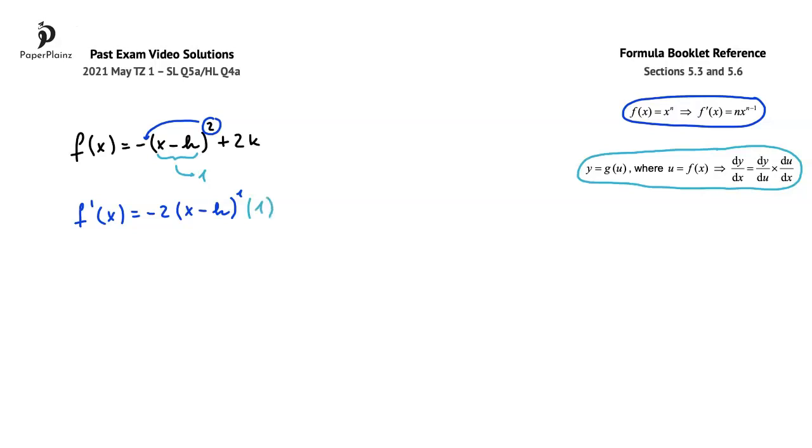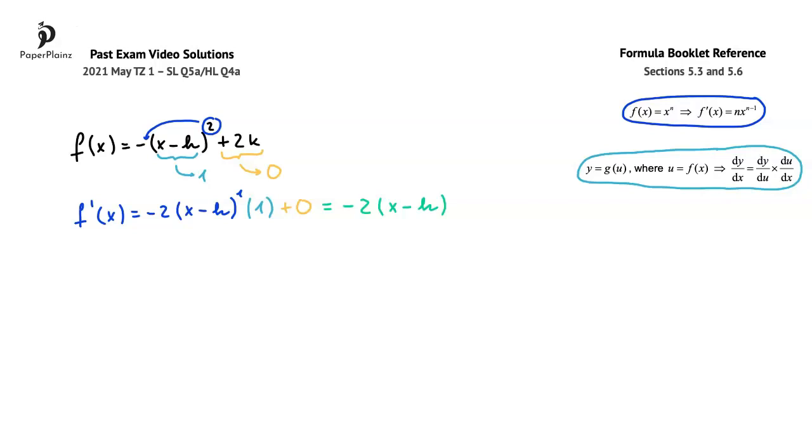Finally, we have to differentiate 2k, and since 2k is also a constant, its derivative is 0. So for explanation's sake, I will add 0 here. From this then, we get that the derivative of f(x) is -2 times (x - h). Note that since this is only a 1-mark question, you don't have to show all the working out that I have shown here. To earn the mark, it is enough to write down the final answer.